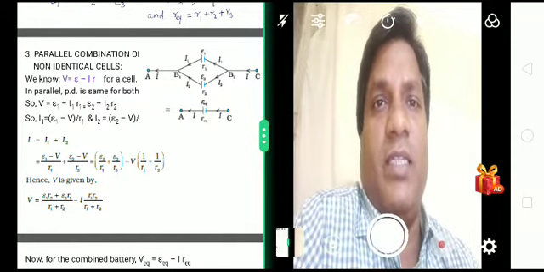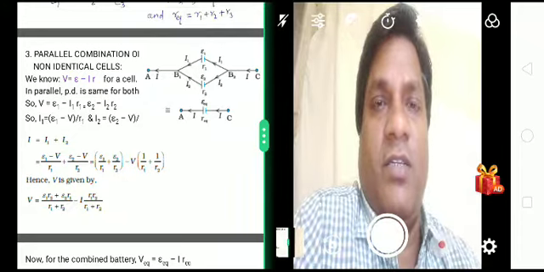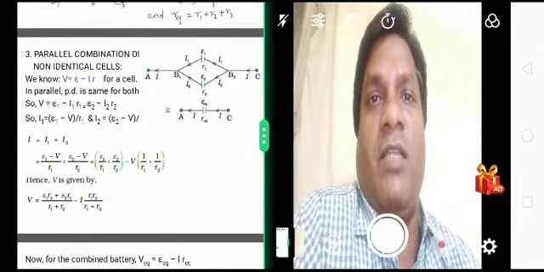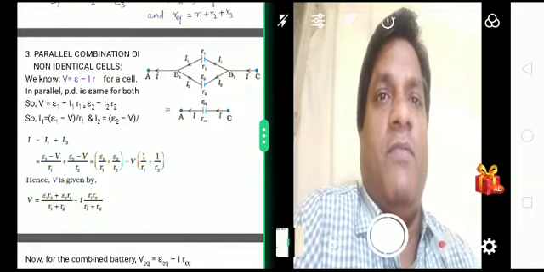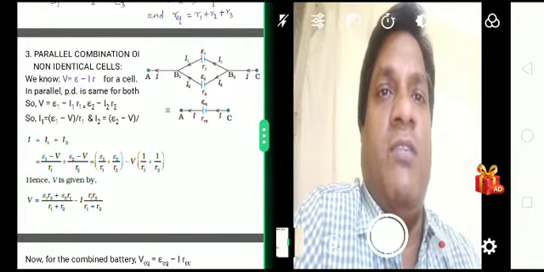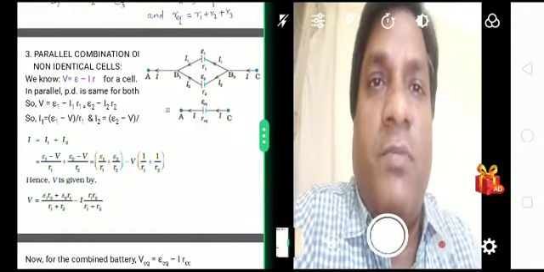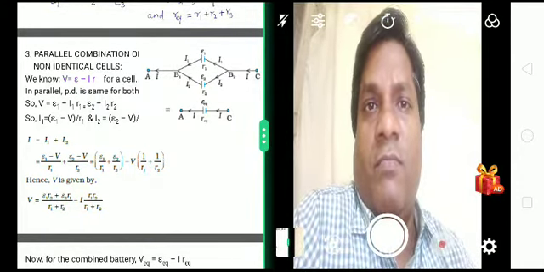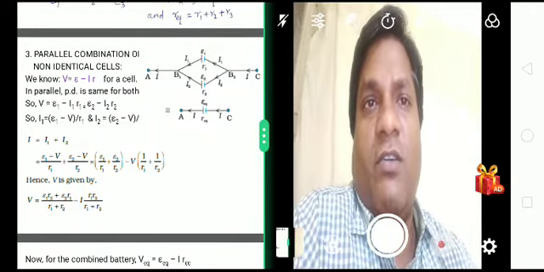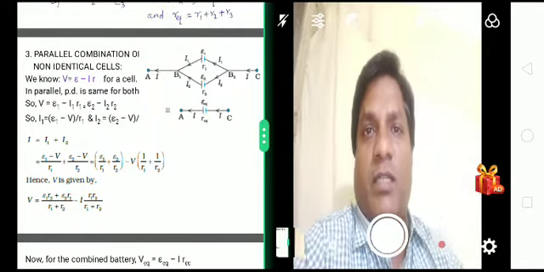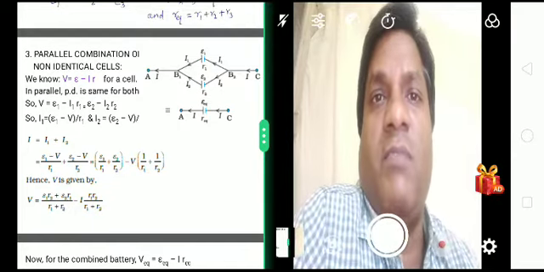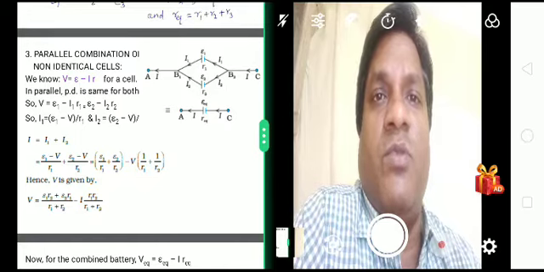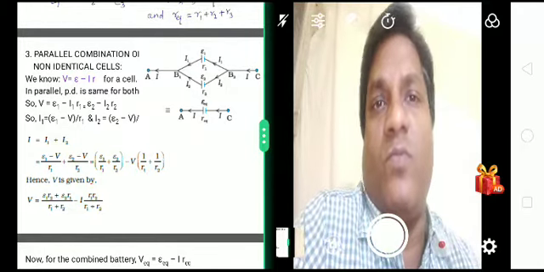As we know that V equals E minus IR, so for the first cell it will be E1 minus I1 R1, and for the second cell it will be E2 minus I2 R2, and both these terminal voltages are equal. So from this equation we get the current through the first cell, I1, is equal to E1 minus V by R1, and current through the second cell I2 is equal to E2 minus V by R2.